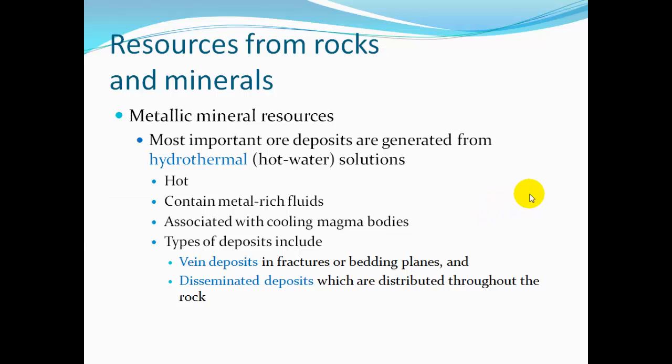Okay, so most important ore deposits are generated from hydrothermal or hot water solutions. They're hot, and they contain metal-rich fluids associated with cooling magma bodies. These types of deposits will include vein deposits, along fractures or bedding planes where the hot liquid seeps in, and disseminated deposits, where the liquid seeps throughout the rock.